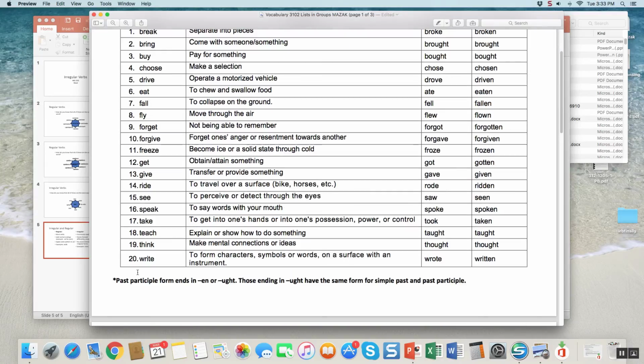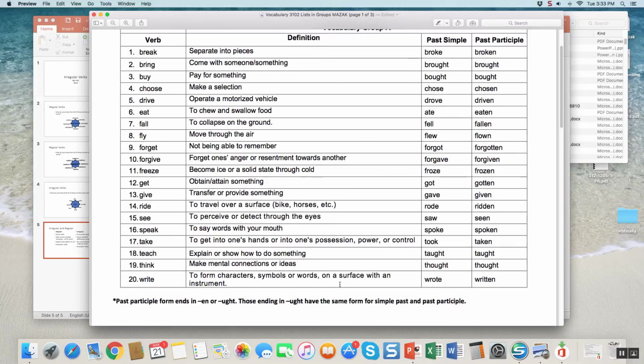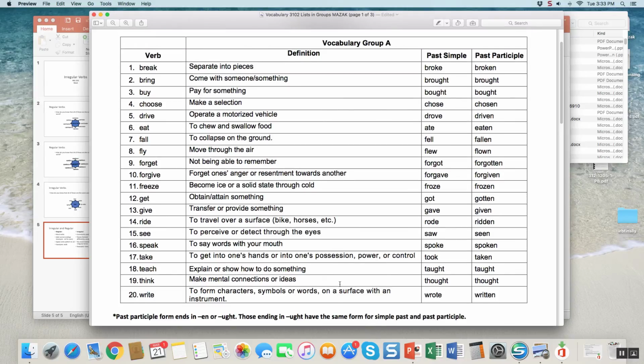So this list, you can see the rule for this list. The past participle forms in this part of the list, in Group A, end in EN or UGHT. Those ending in UGHT have the same form for simple past and past participle. So the idea is that as you're studying these groups of irregular verbs, even though they're irregular, you're looking for patterns. Okay, so there's group A.